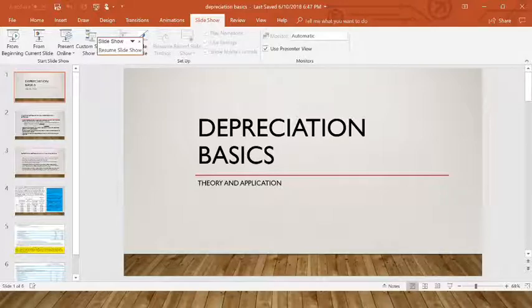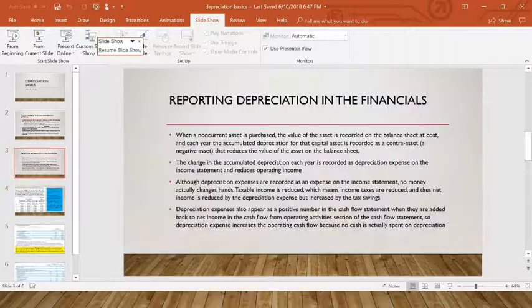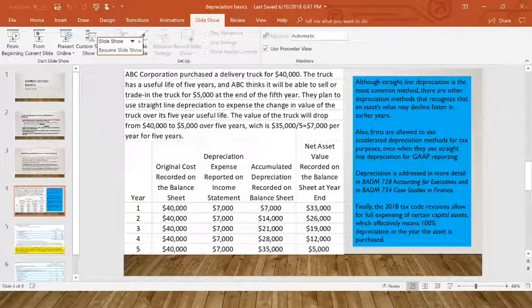So, depreciation is basically when you purchase long-term assets or capital assets, you can't claim the expense when you first purchase it. Instead, you have to depreciate the asset over its useful life. And there's a lot of different depreciation methods that are used out there.